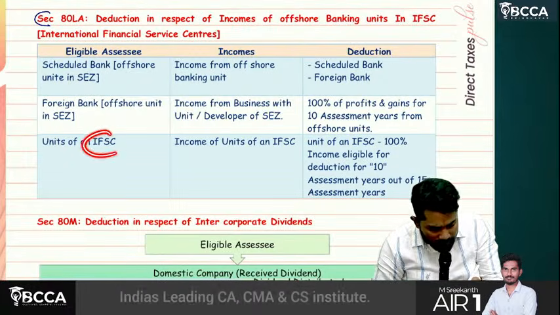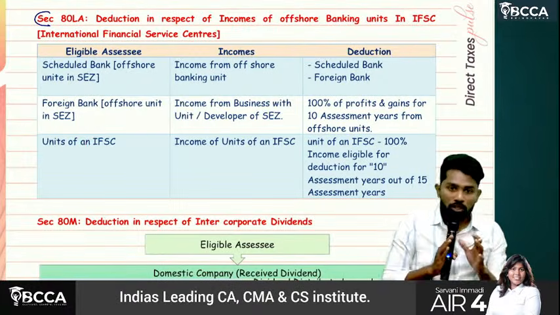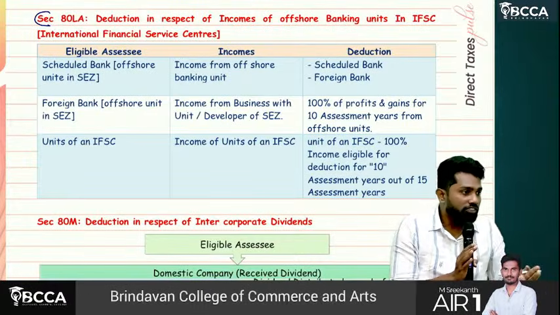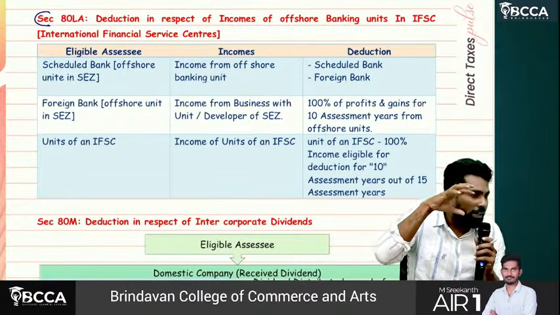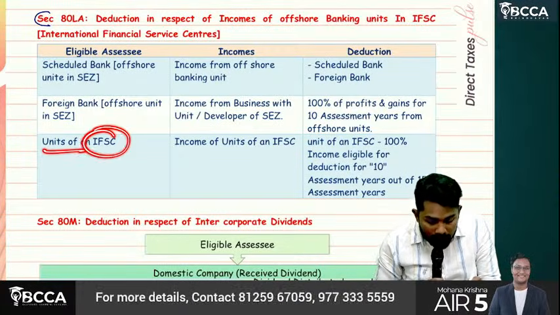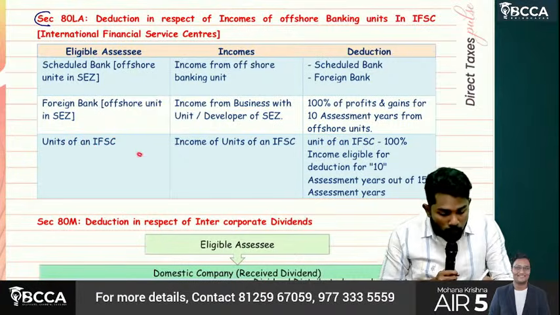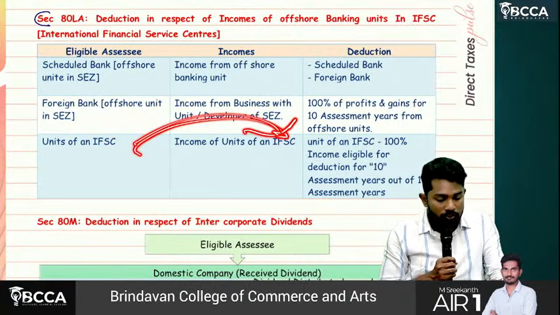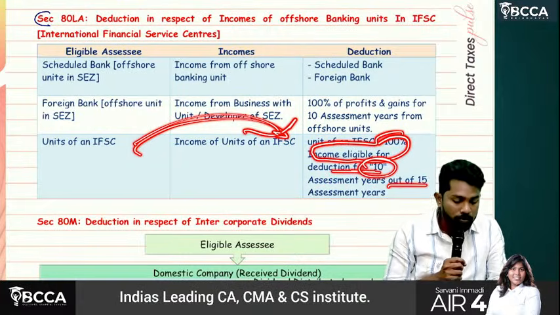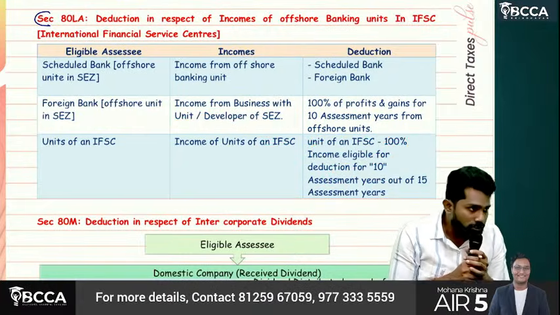So this is something like an SEZ zone only. In a normal SEZ, manufacturing units will be there. IFSC is a separate area for banks which are mainly focused on foreign clients only. So if it is a bank unit located in IFSC, whatever is the income from that IFSC unit, 100% of such income is eligible for deduction for 10 assessment years out of 15 assessment years.